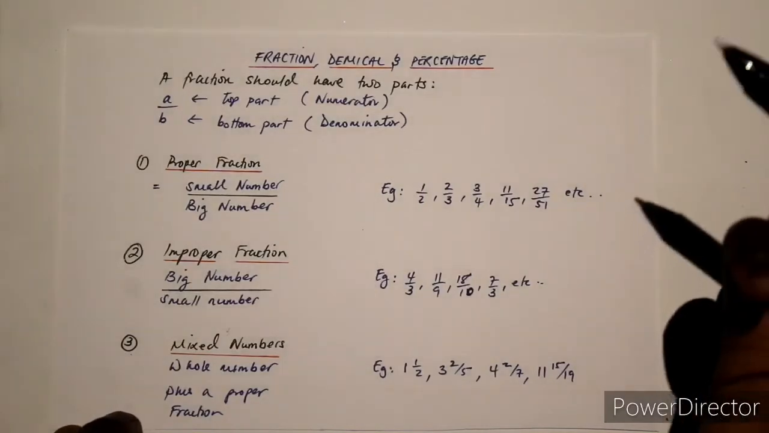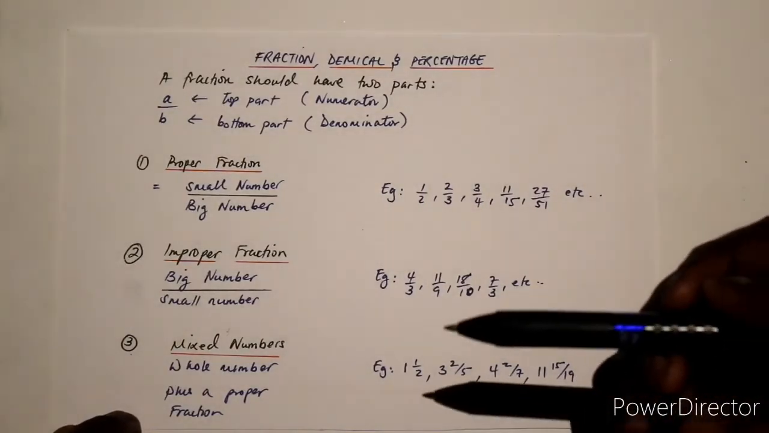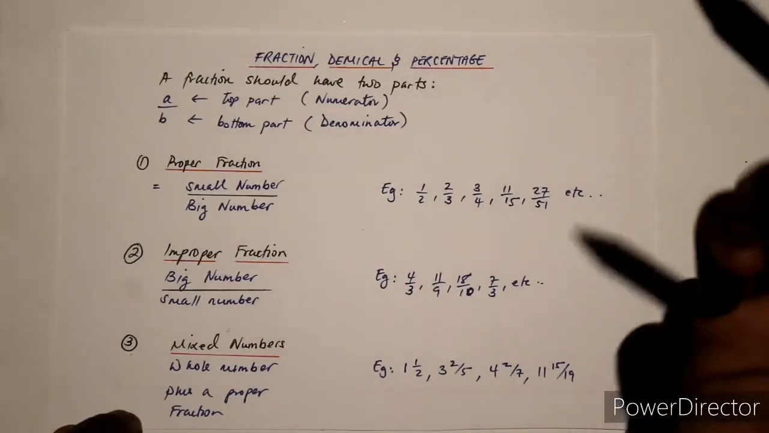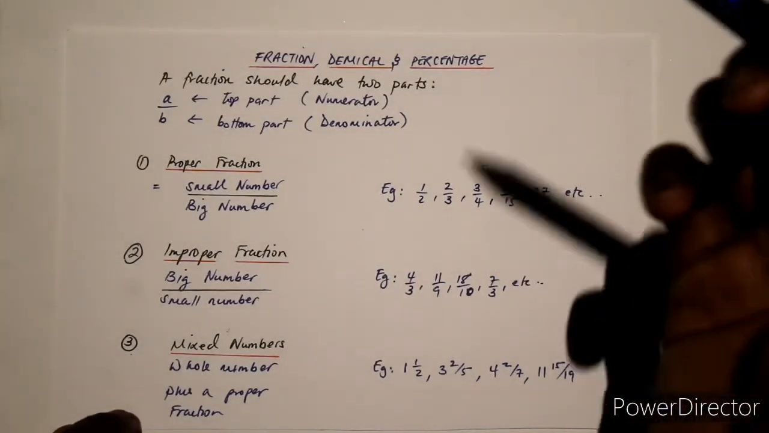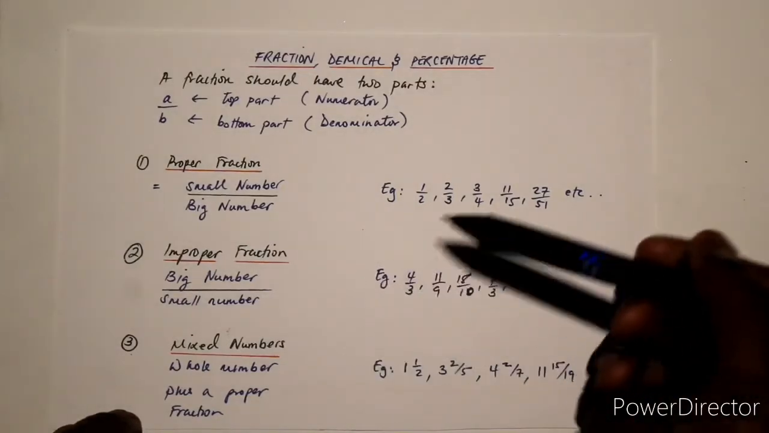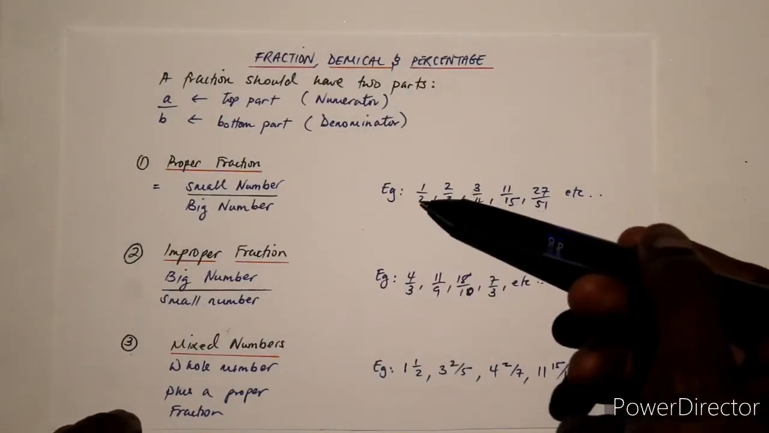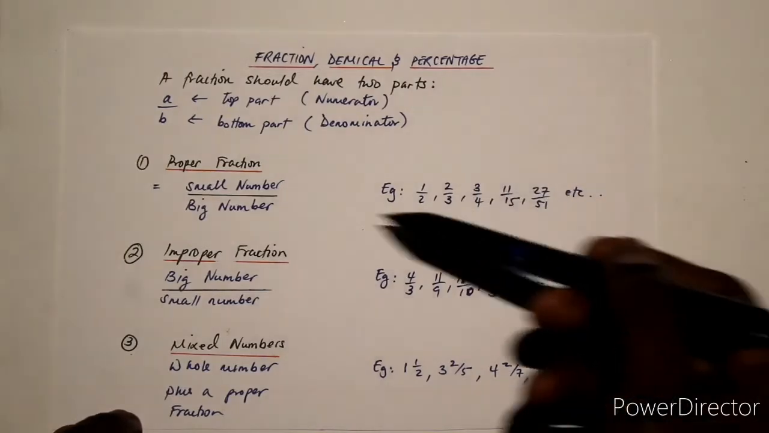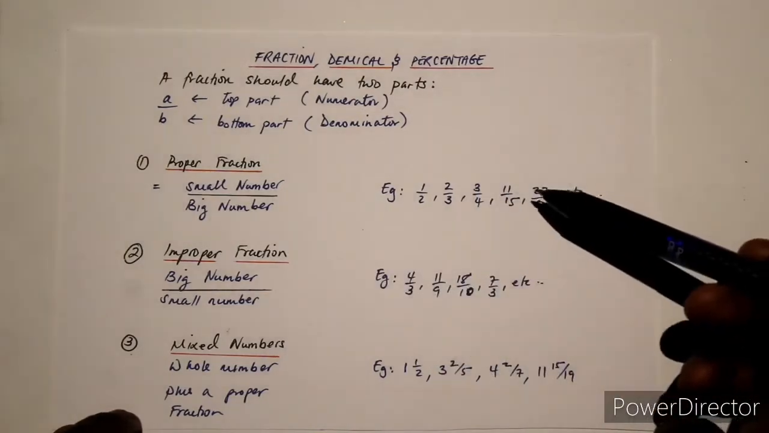When writing fractions, we express them in three different ways. One, we have proper fractions. Now when you have a proper fraction, it's simply a smaller number over a big number. So for instance, we have 1 over 2, 2 over 3, 3 over 4, 11 over 15. So all of these are proper fractions.